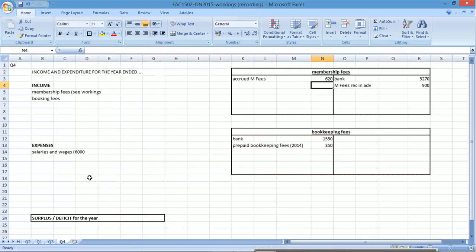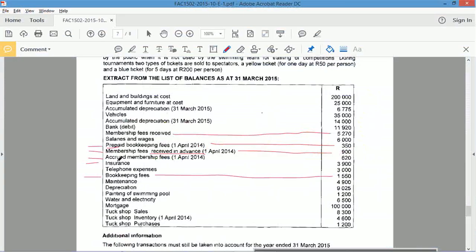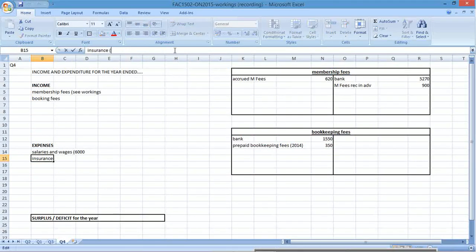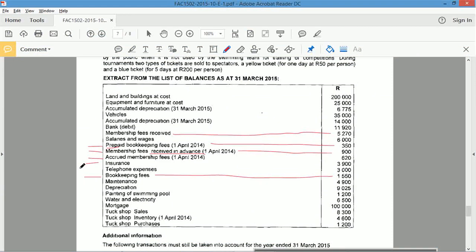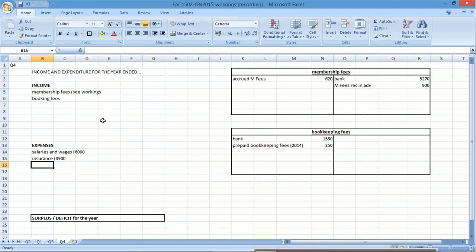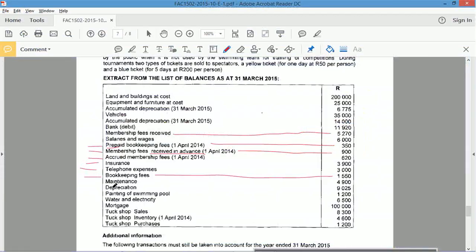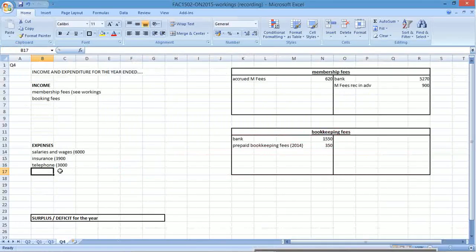Okay, insurance is an expense, that just goes here. Insurance, brackets, how much? 3,900. Telephone expenses, 3,000. Okay. Maintenance, 4,900. Just read the next one. What is the next one? Depreciation. Okay, depreciation is an expense. So depreciation.